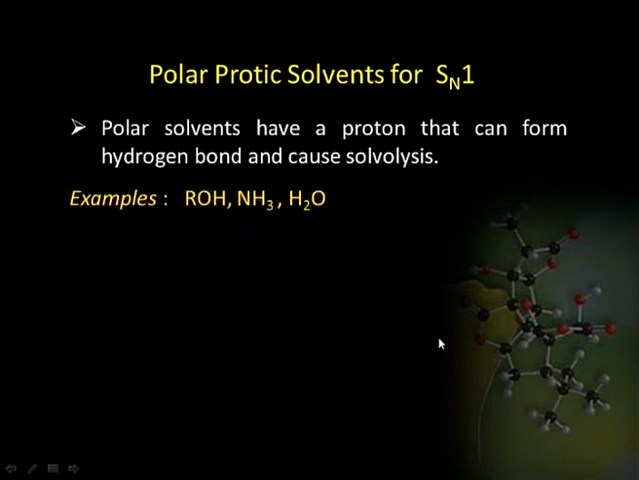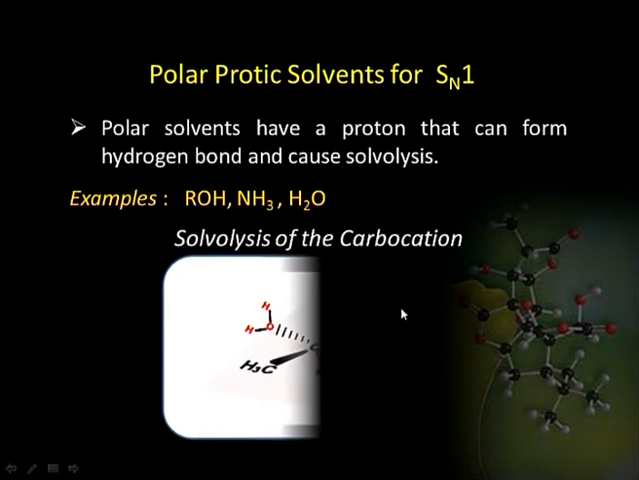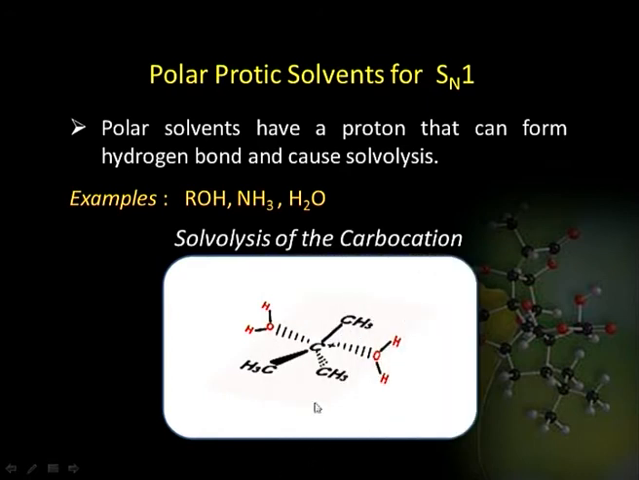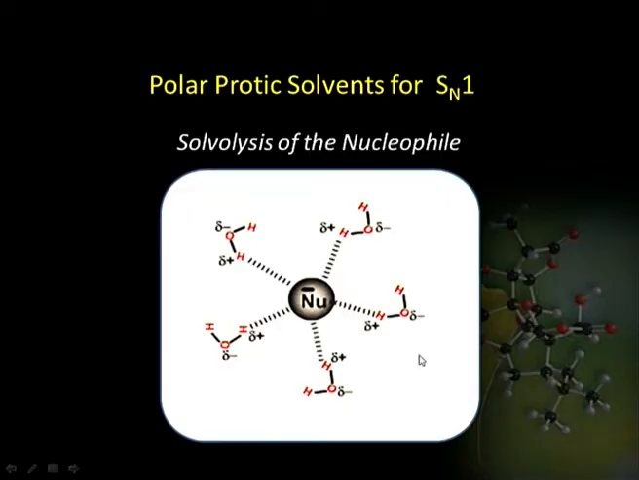For example, we have alcohol, ammonia, water, and it solvolizes the carbocation in this manner. The C plus ion is there, which forms hydrogen bonds with the solvent. The nucleophile also gets solvolized with the solvent like this. All around the nucleophile are the solvent molecules.